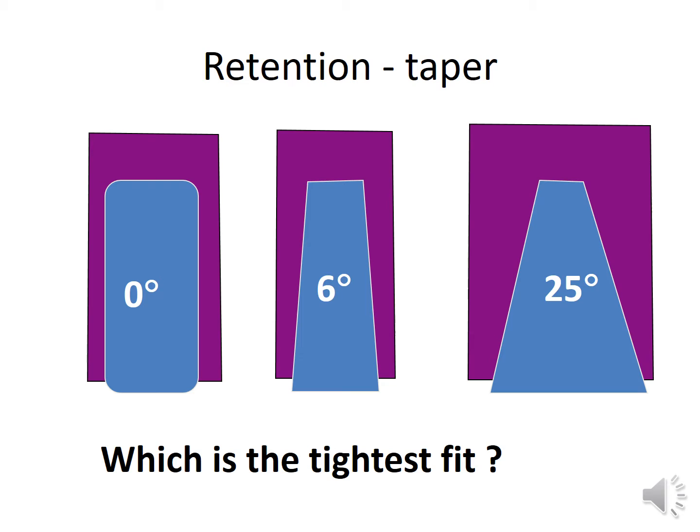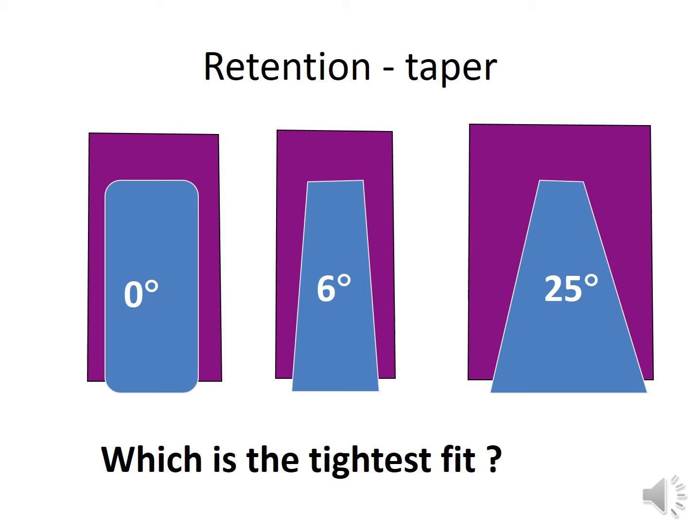First, we have to talk about taper. So we can see here different degrees of taper. Taper is the convergence from the cervical to the occlusal surface. Okay? So here we have 0, here we have 6, and the last one we have 25 degrees. Which one will have the greatest retention? 100% is 0, but we can't achieve it in the clinic, so we make it 6 degrees.